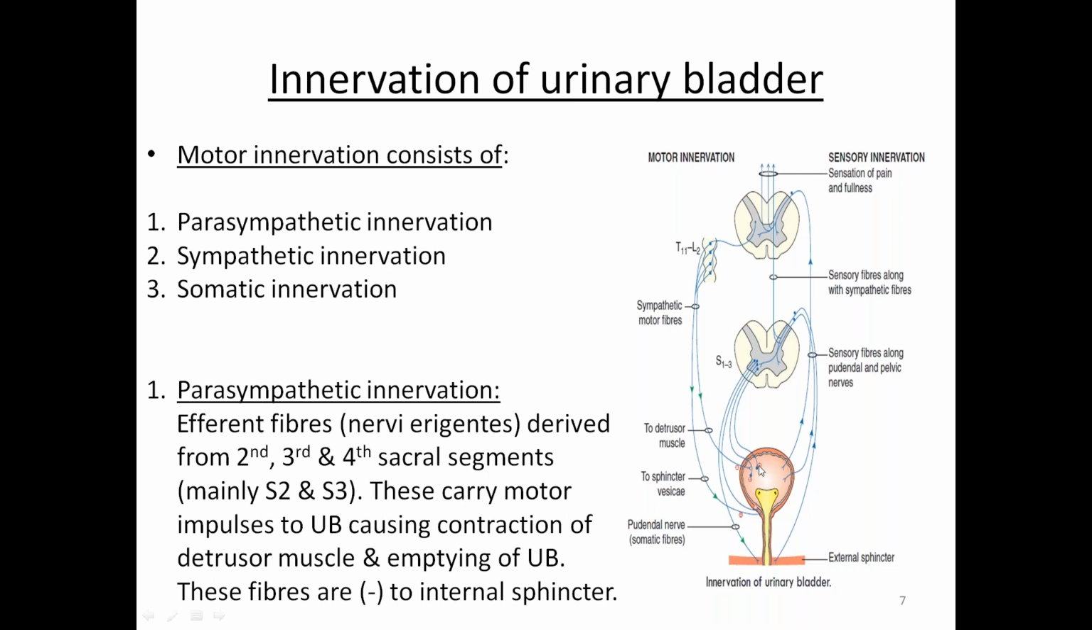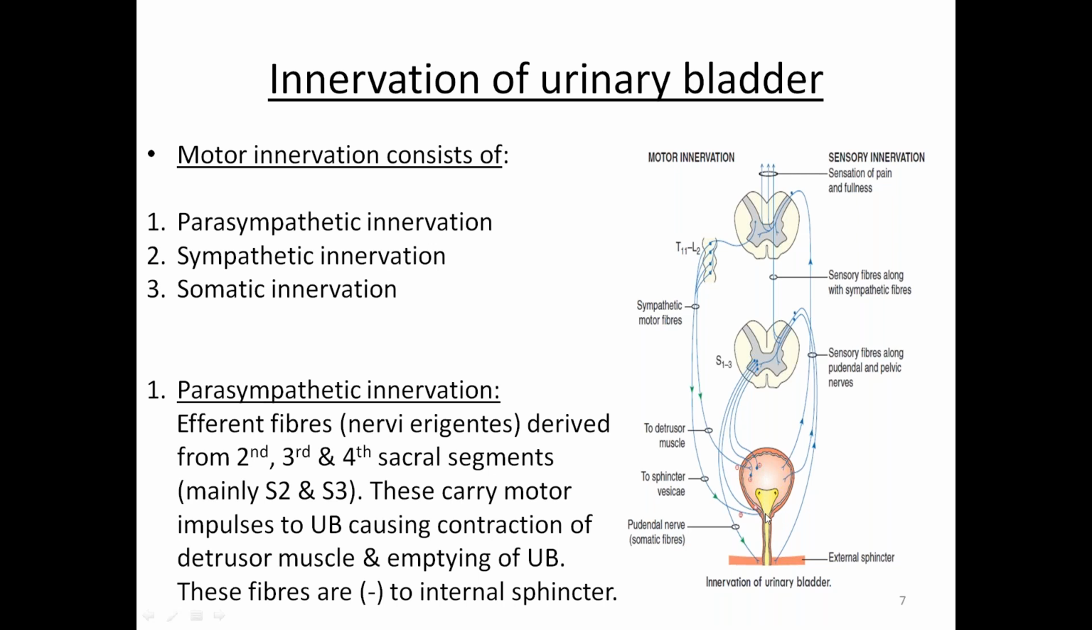And the same fibers are inhibitory, so there's a minus sign here. They are inhibitory to the internal sphincter. This is where you have the internal sphincter, the sphincter vesicae, which we just talked about a short while back. All right, I hope the parasympathetic innervation is clear. So from here, S2, S3, S4, stimulatory to the detrusor muscle, causing contraction of the detrusor muscle and hence emptying of the bladder, and the same are inhibitory to the internal sphincter.